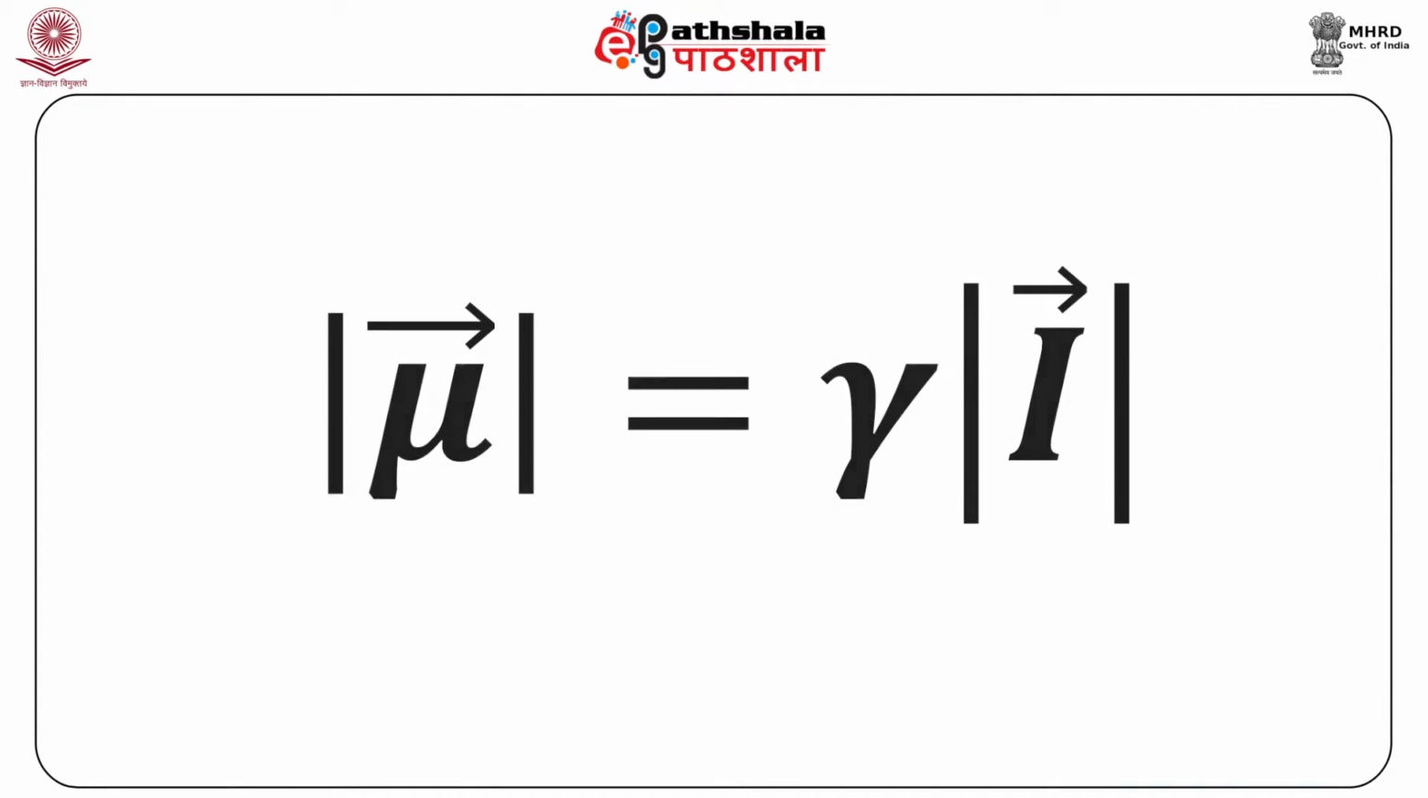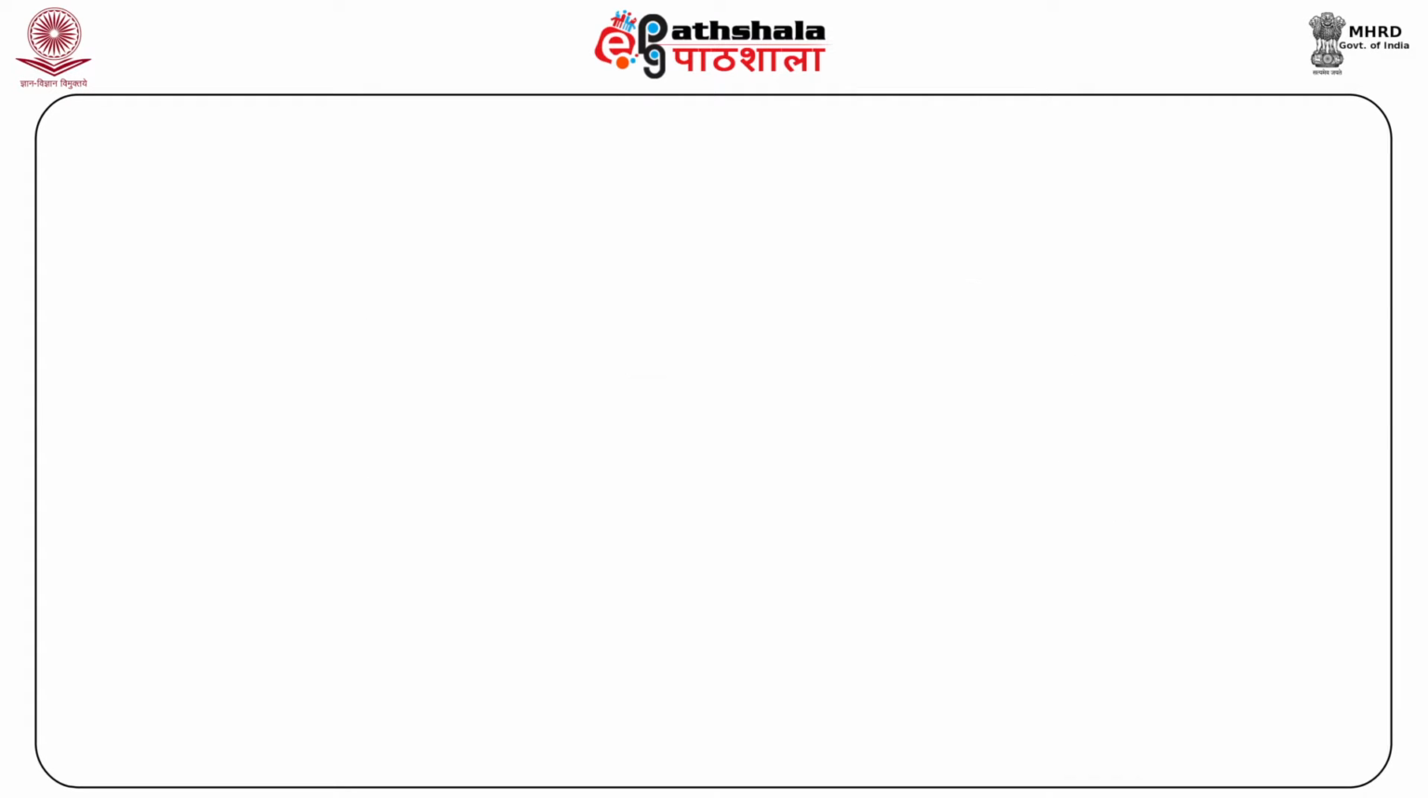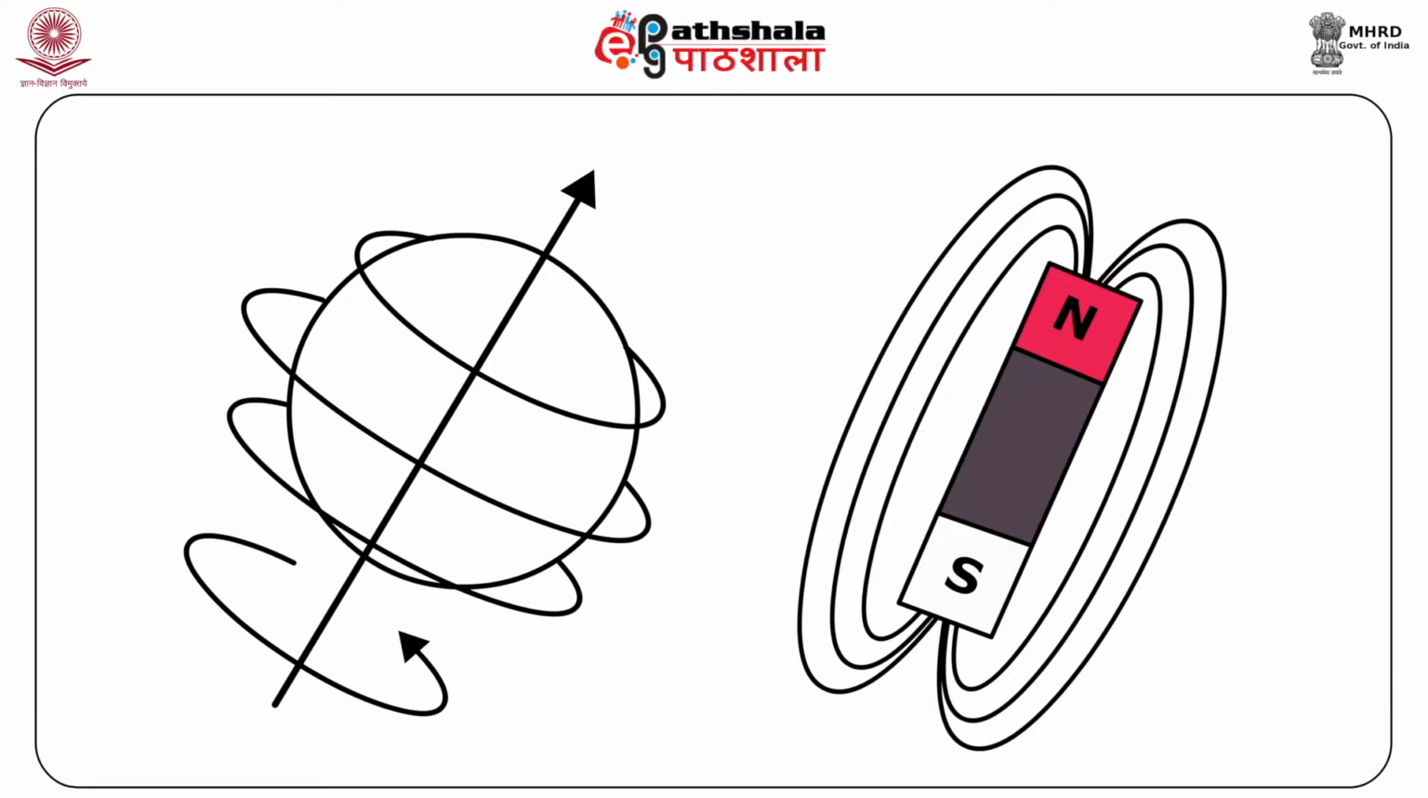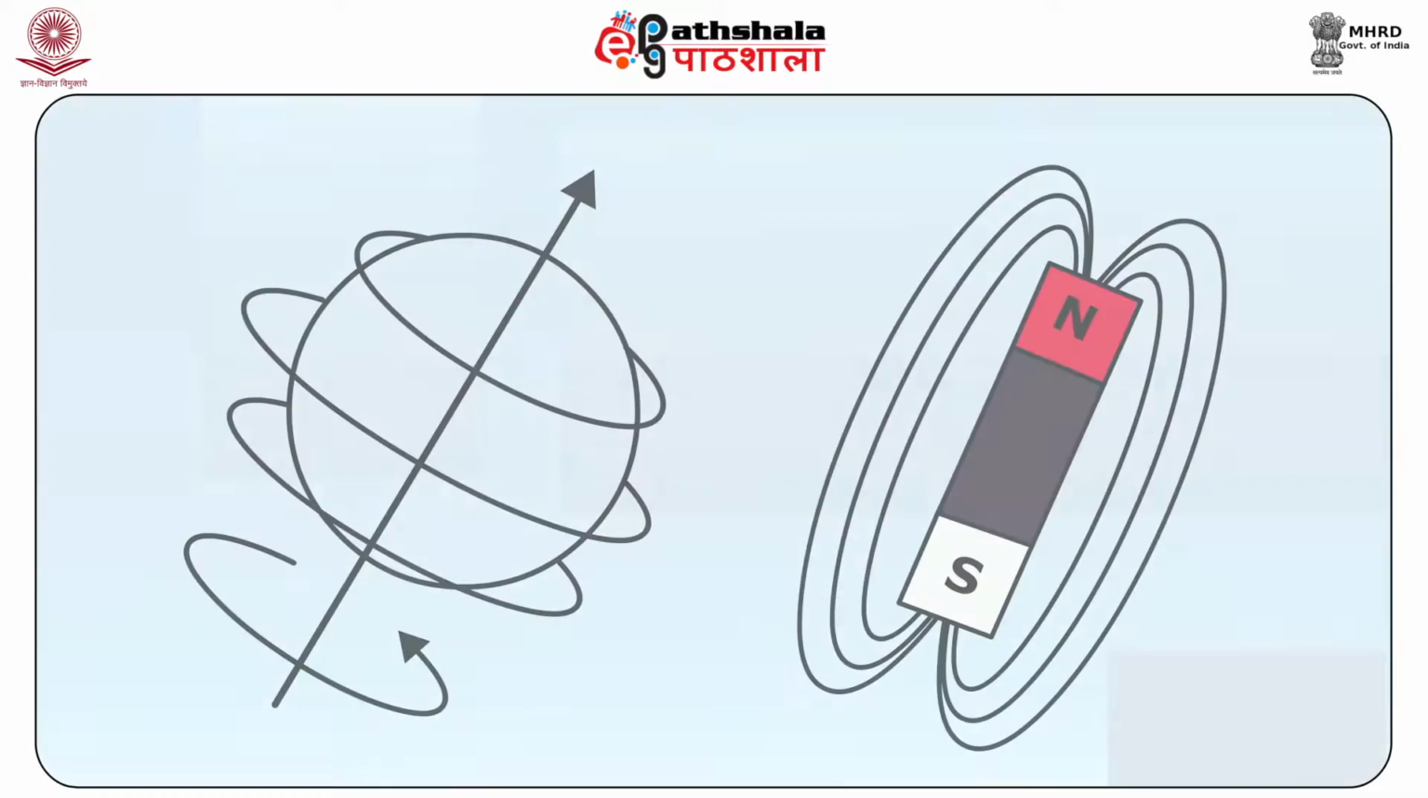The size of the dipole, that is the strength of the magnet, is proportional to the spin angular momentum. We can say the vector quantity mu, the magnetic moment, is equal to gamma into the magnitude of the I spin quantum number, and gamma is a fundamental constant called the magnetogyric ratio and has characteristic values for each nucleus. So, this is how we have shown it behaves like a bar magnet.